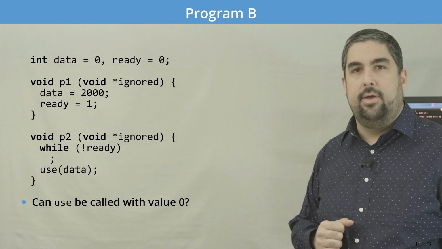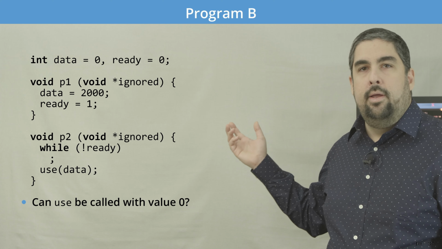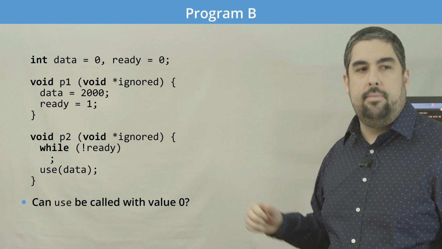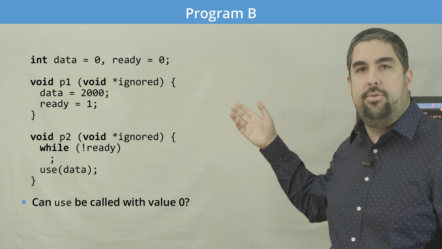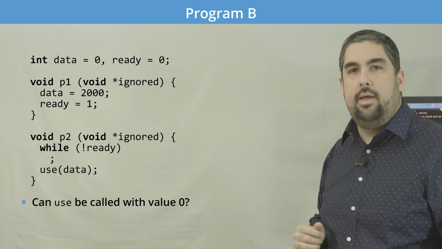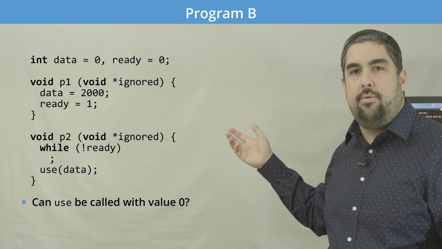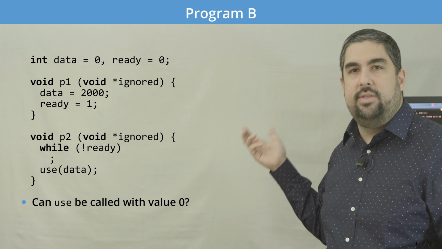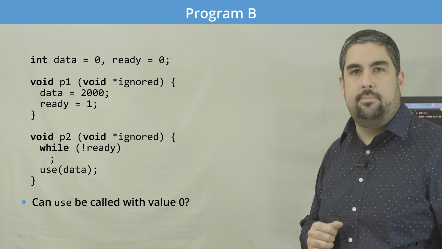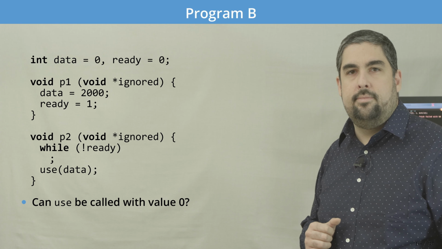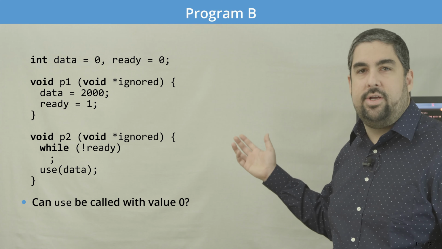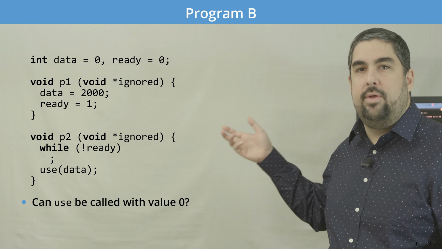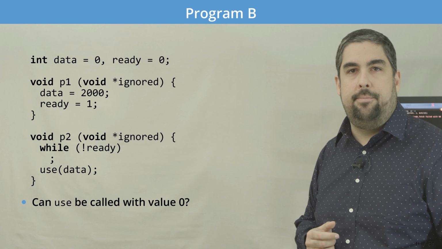Let's look at one more example here. Again, let's assume that we're running P1 and P2 at the same time. P1 sets data to 2000 and marks the ready bit, and P2 waits while the system's not ready, and then it tries to use the data. Could we ever call use with data being 0? If you think about this logically, it seems like this shouldn't ever happen. Right? You're assuming that when the ready bit is set, data has already been set.